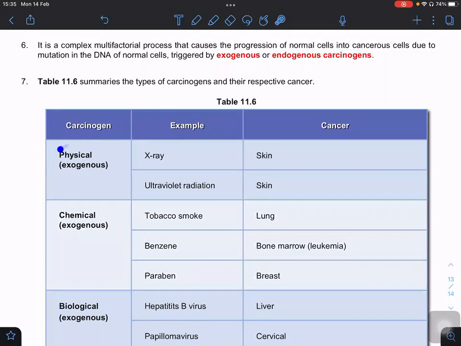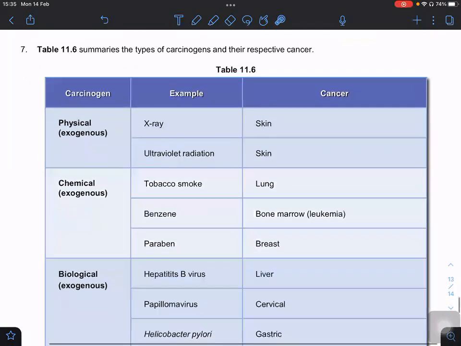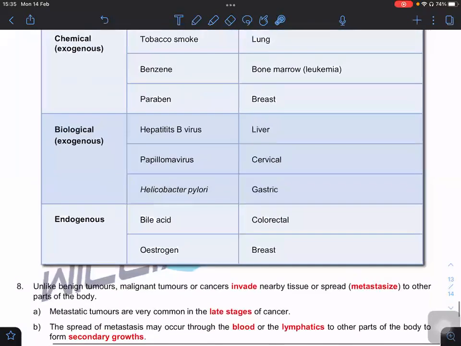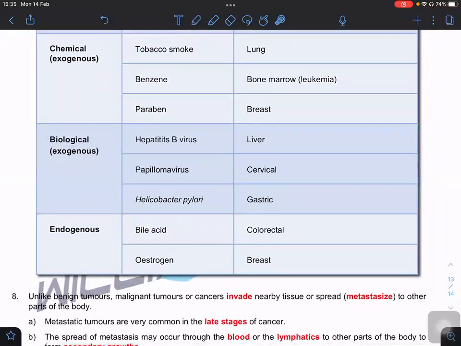For example, it can be physical, such as X-ray and UV, particularly on the skin. Chemical, for example, lung cancer because of smoking. Benzene is one that causes bone marrow disease and leukemia. Paraben is one that causes breast cancer. We can also have exogenous biological agents, for example viruses; hepatitis B virus causes liver cancer.